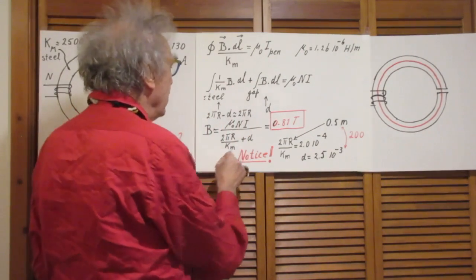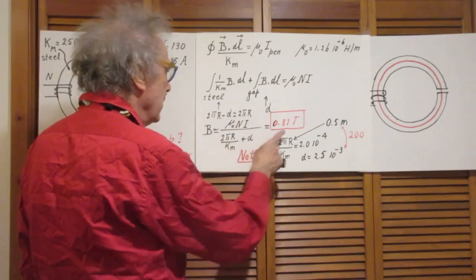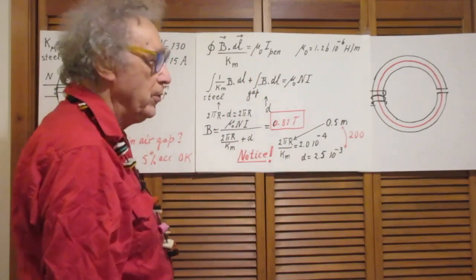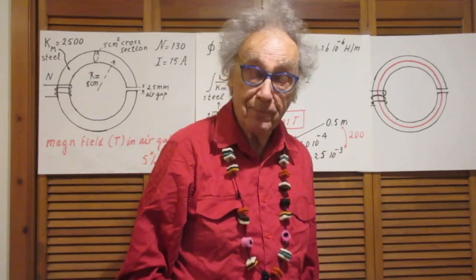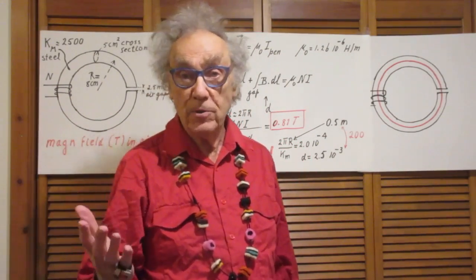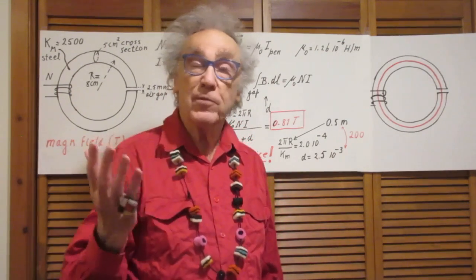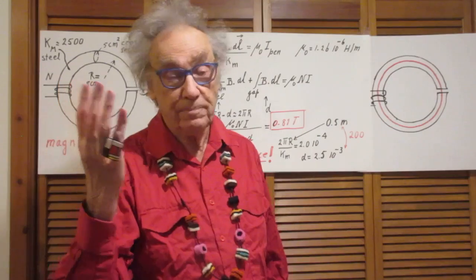You know all these values, you know I, n, μ0, you know κm, and you know d, and you will find 0.81 Tesla. To remind you, 1 Tesla is 10 to the 4 Gauss, and the magnetic field at the surface of the Earth is roughly 1 Gauss.